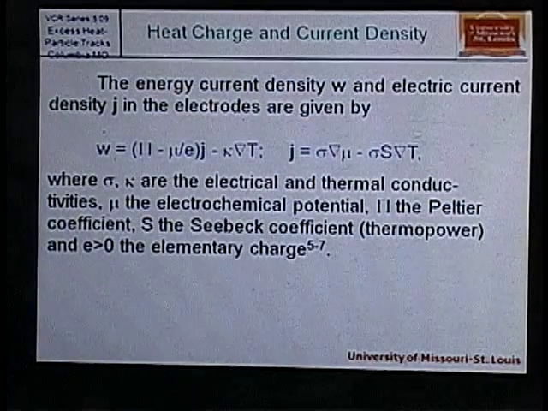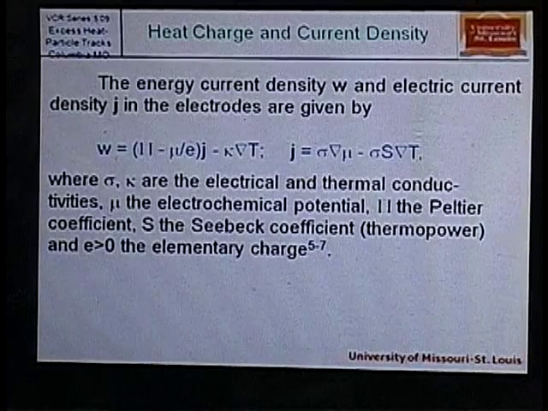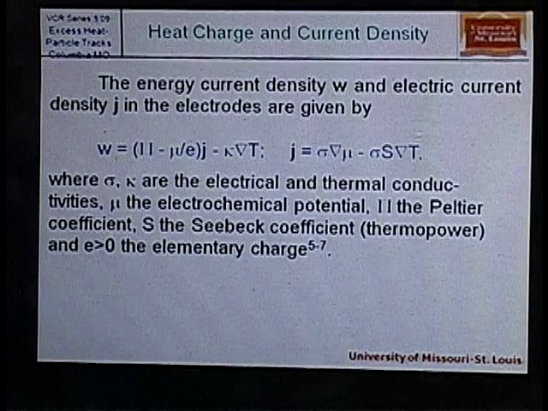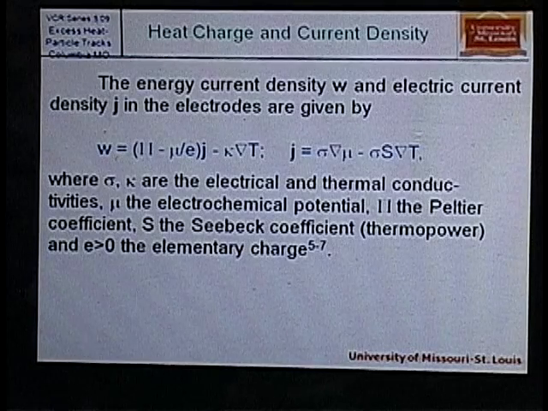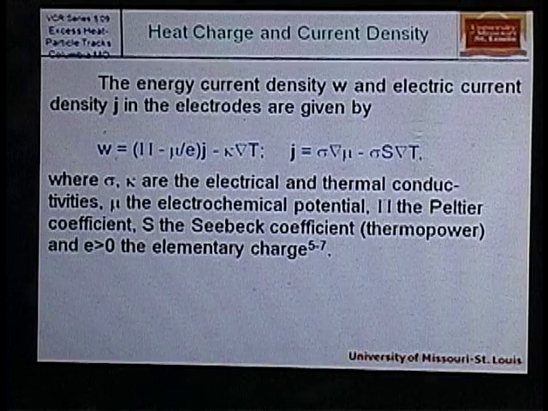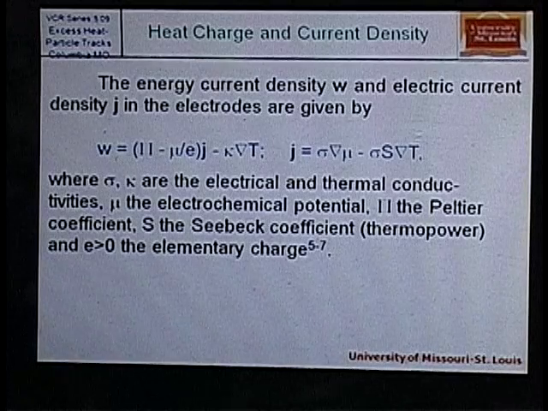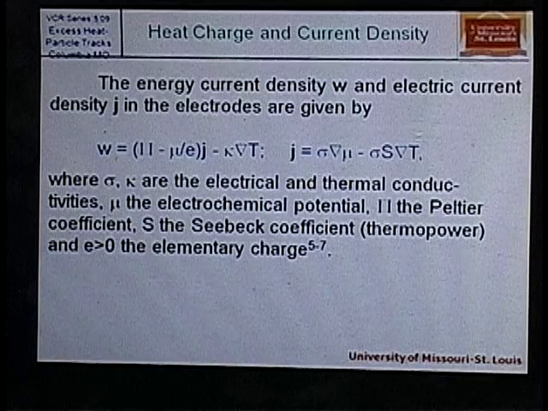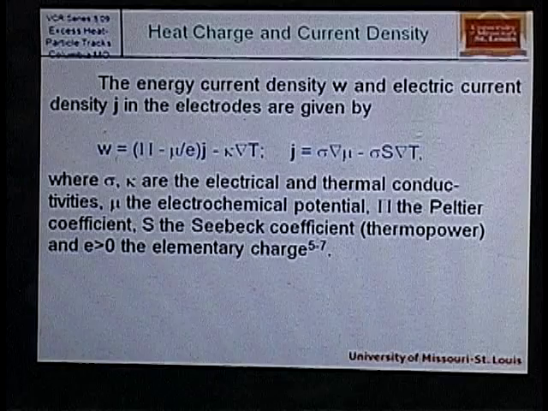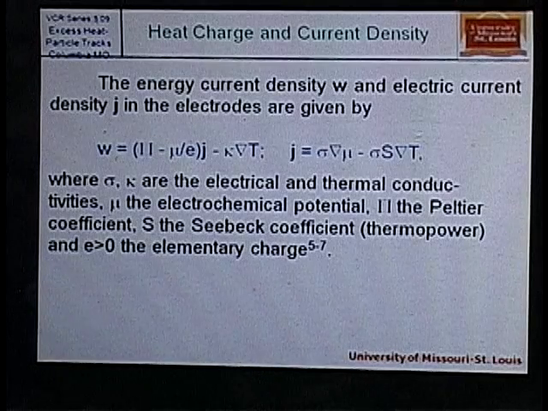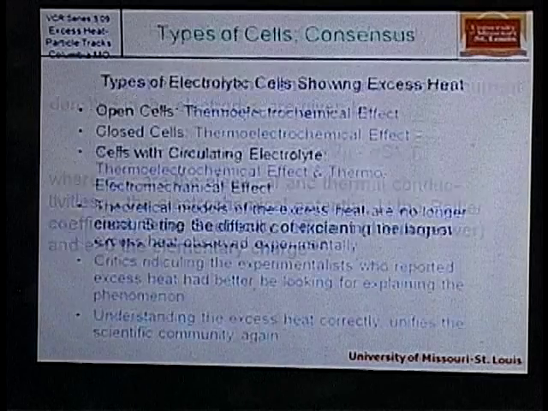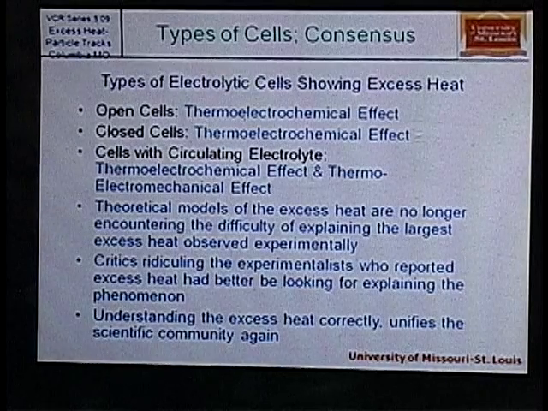The energy current density and current density in any condensed matter situation are given by these expressions, where W and J are energy and charge current densities, pi the Peltier coefficient, mu the electrochemical potential, e the electronic charge, kappa the heat conduction coefficient, sigma the electric conductivity, and this laptop is also a miser, as we notice, and tries to quit on me. S is the Seebeck coefficient, and sigma the electric conductivity.